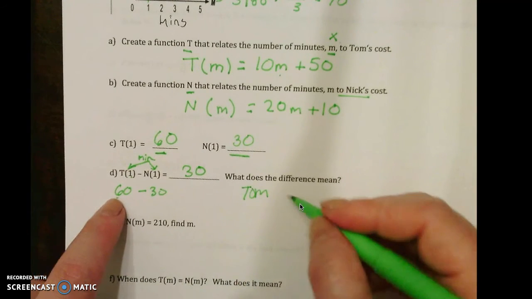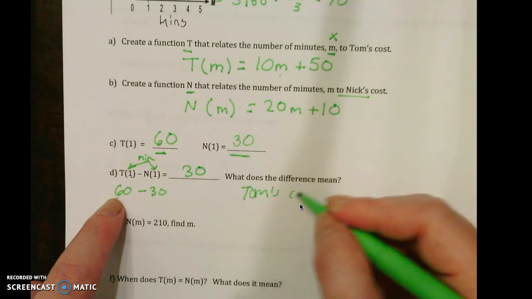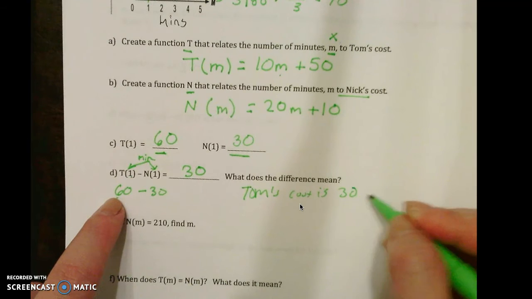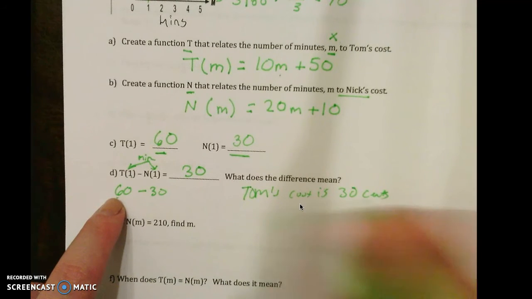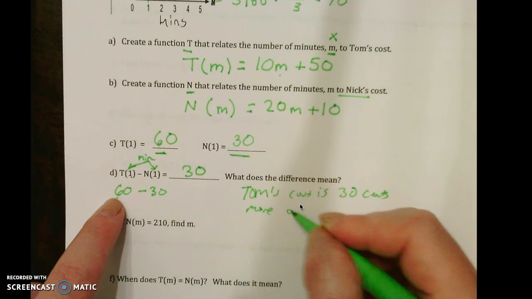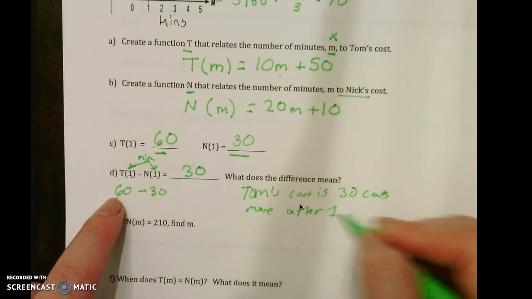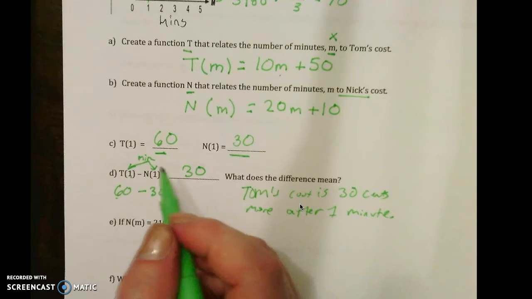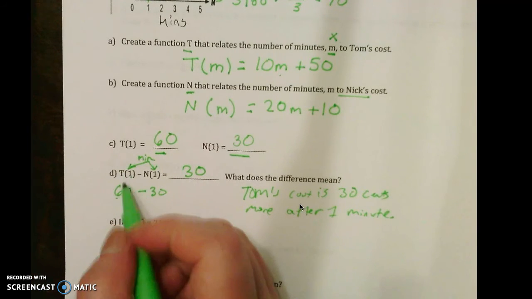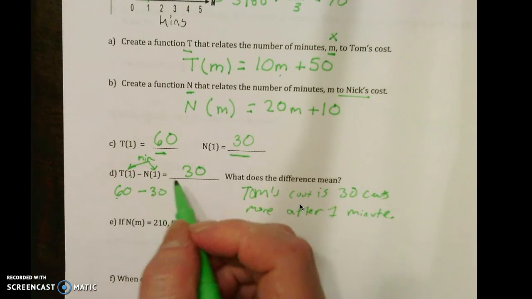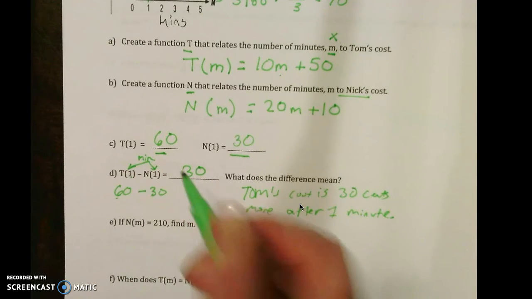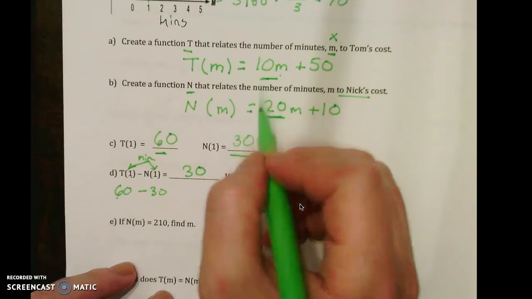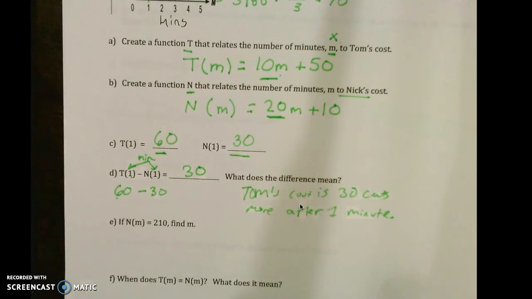Tom's cost is 30, what is it? It's cents more after 1 minute. Right? That's the difference. We're subtracting so that Tom is 30 more cents after 1 minute. It's not each minute, because the difference per minute is 10. Okay, we have to be careful.